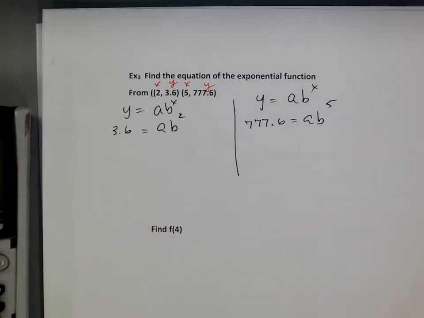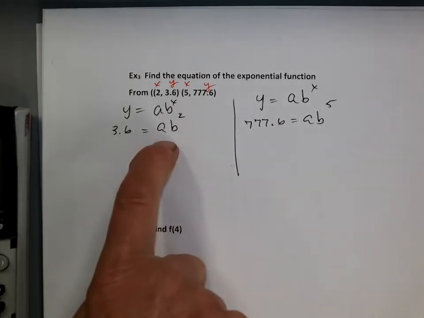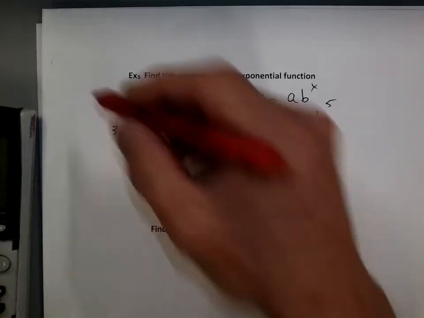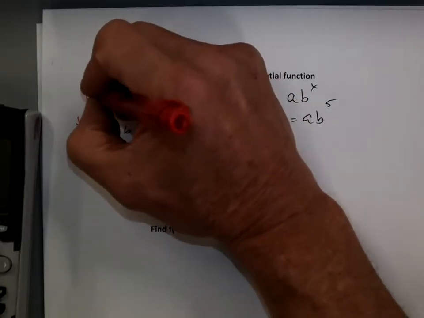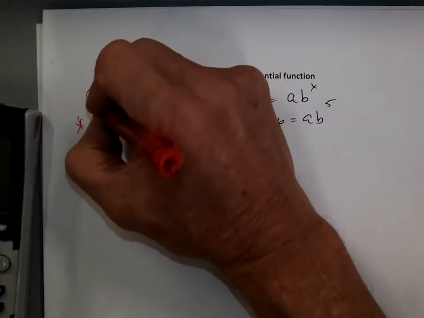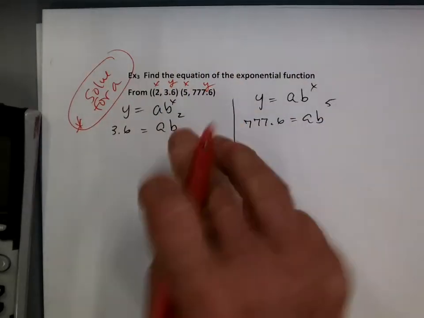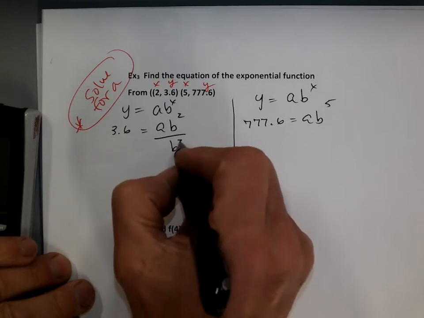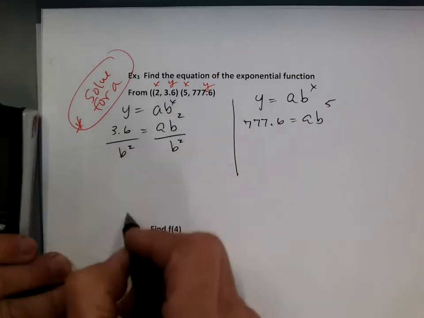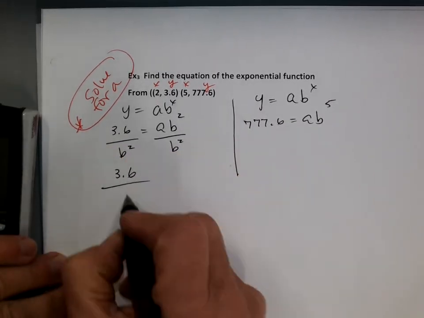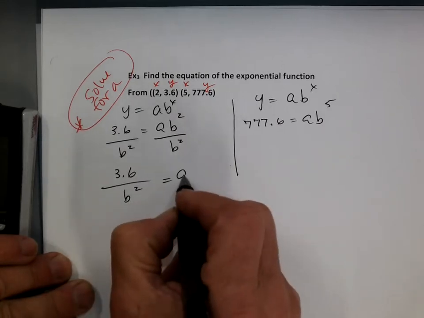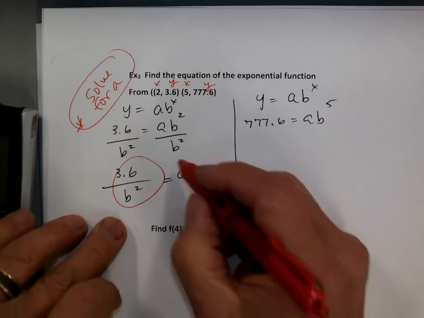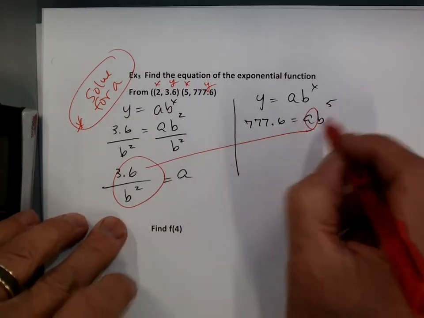All right, now, what am I going to do? Well, let's solve for a again, just like we did before. So I'm going to divide by b squared, so I get 3.6 over b squared equals a. Okay, cool. Now, take this and plug it in for a, because that's what a is, okay?